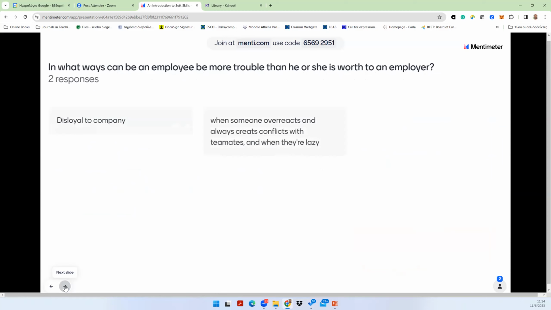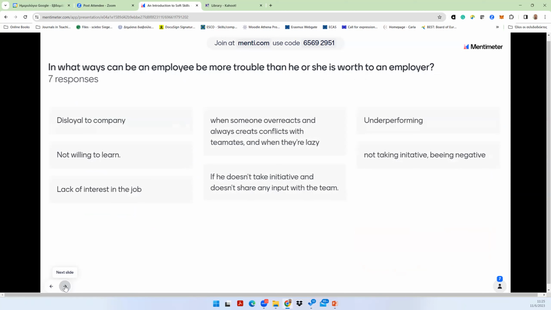And this is very important. Disloyalty to a company is a problem. When someone overreacts and always creates problems, that is very, very important. I have it as well. I think that I should find another job. Underperforming, not willing to learn.